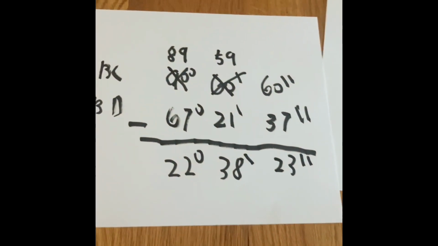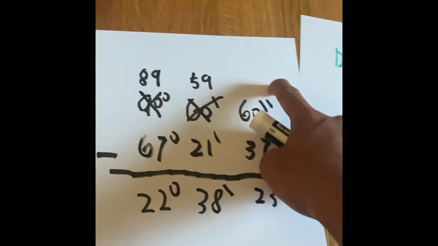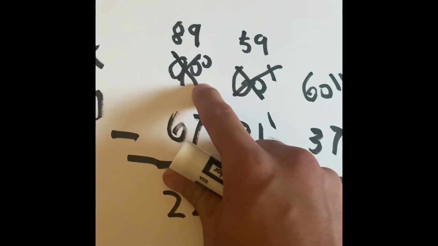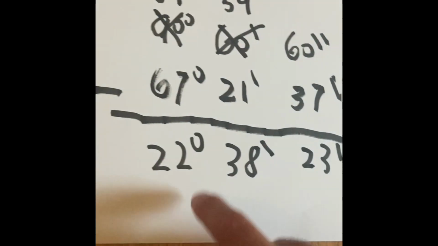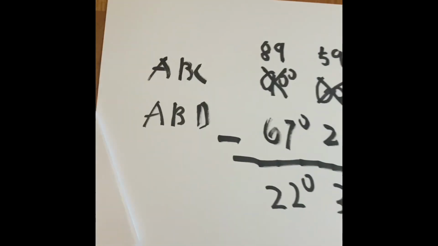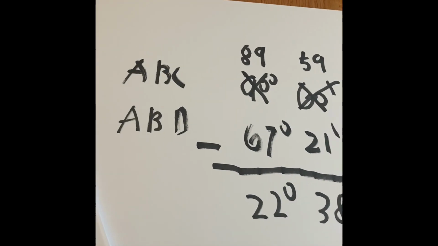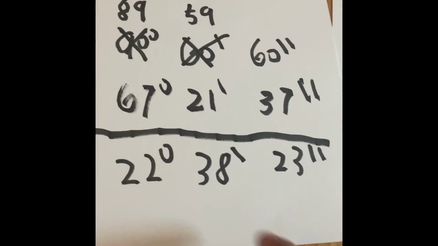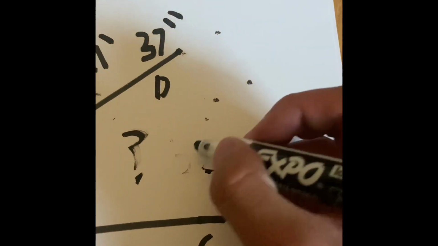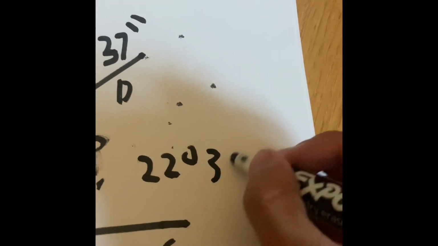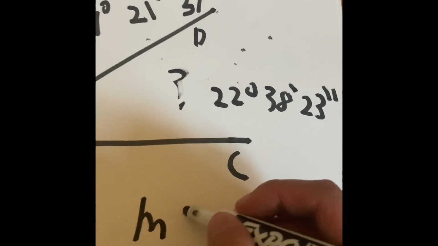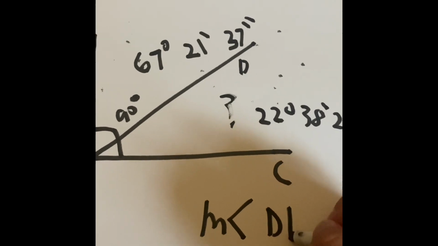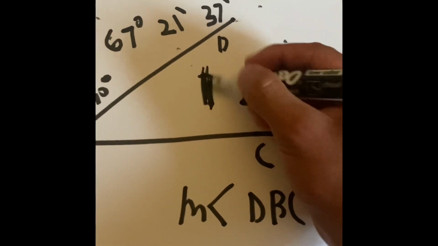The reason why we did that is, instead of starting at the right, we start at the left, but we have to go toward the right to the last remaining digit of that number. Then we subtract in 3 parts: 1, 2, 3. So by subtracting ABD from ABC, we'll be able to get DBC. And guess what we got? We got this as a measurement right here. So we have 22 degrees, 38 minutes, and 23 seconds. That is our measurement for angle DBC. So now we figured out what that question mark was.